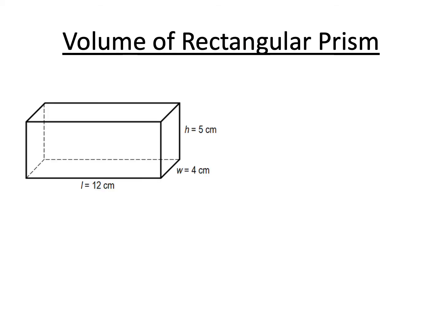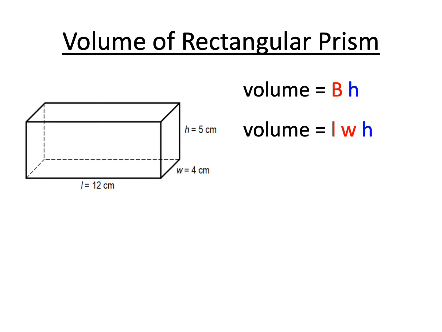The volume of a rectangular prism can be found using the general formula for volume, the area of the base times the height. If you notice with a rectangular prism, the base is a rectangle, and the formula for a rectangle area is length times width.